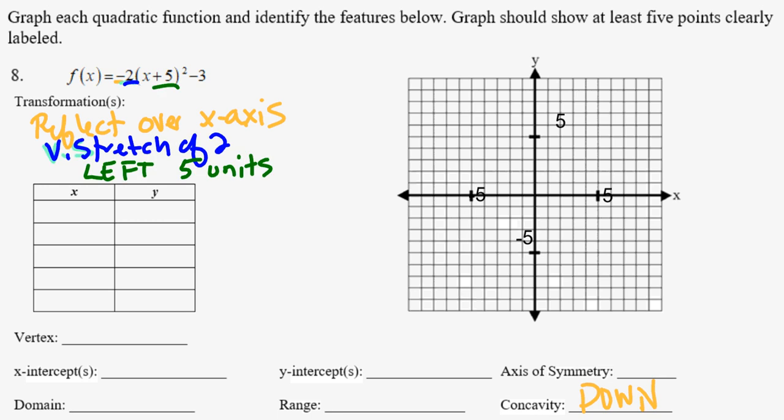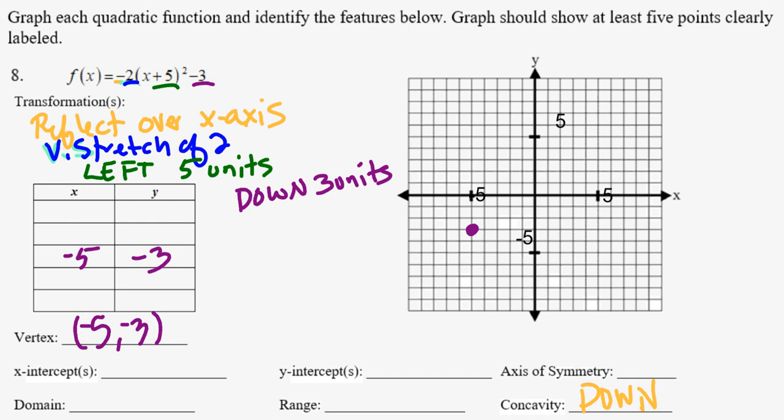The plus 5 inside the parentheses, saying I'm going to the left 5 units. And at the back, that minus 3 says I'm going down 3 units. Remember, left 5, down 3, I have my vertex for my parabola. And if I have the vertex, that gives me the clue about my mirror, my axis of symmetry, being at x equals -5.